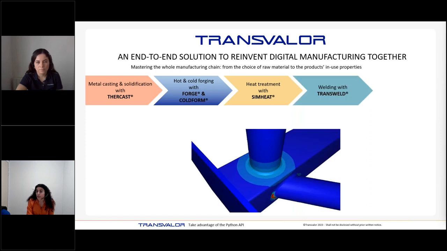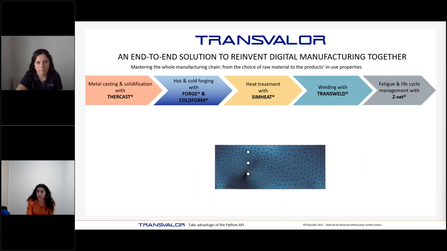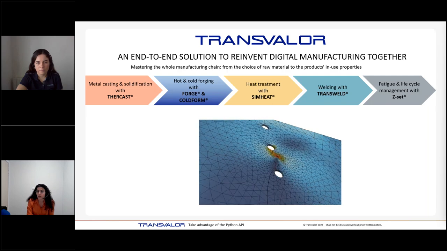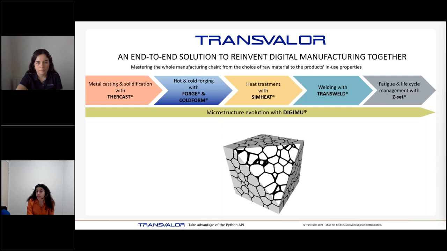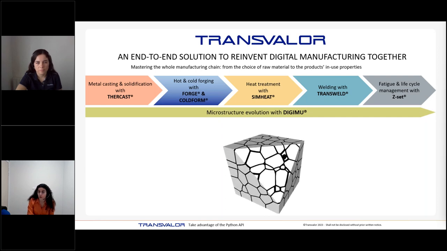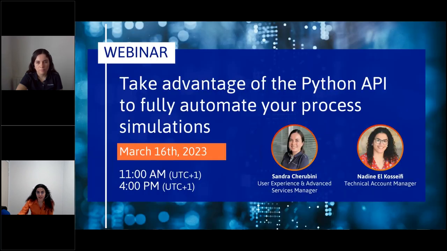We can see here a simulation of a welding. We have the possibility to model a process like welding, and at the end of manufacturing, to study the fatigue and the life cycle management. Here, for example, we saw the crack evolution, and now we are studying the microstructure evolution on the micro scale. So microstructure can be studied on the micro scale, like we can see on this video. This is the polycrystal evolution, and you can see the grain evolution of the polycrystal. It can be studied as well on the macro scale in Thercast, during casting or during forging. Now I will leave the floor to my colleague Sandra.